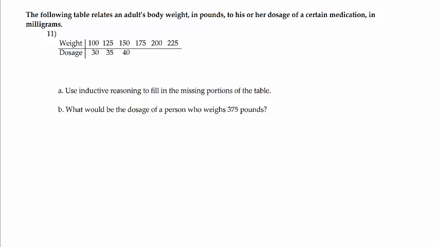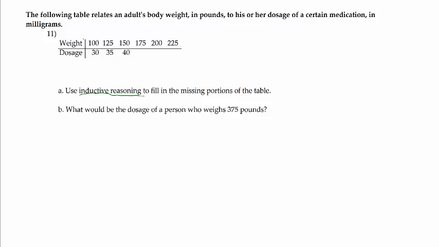Question number 11. The following table relates an adult's body weight in pounds to his or her dosage of a certain medicine in milligrams. Use inductive reasoning to fill in the missing portions of the table, and then find the dosage of a person who weighs 375 pounds. Okay, so we're supposed to use inductive reasoning, so we're looking for a pattern.